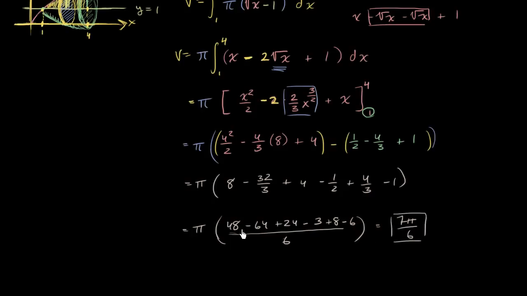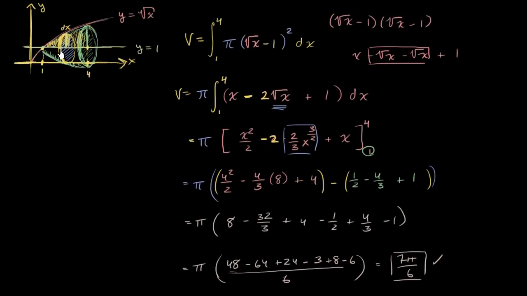And let me just verify I did that right. So this is going to be negative 16. We get to positive 8. Positive 8 plus positive 8 is 16. 16 minus 9 is, yes, it is indeed 7. So we get 7 pi over 6, and we're done. We figured out our volume of this little sideways cone-looking thing.